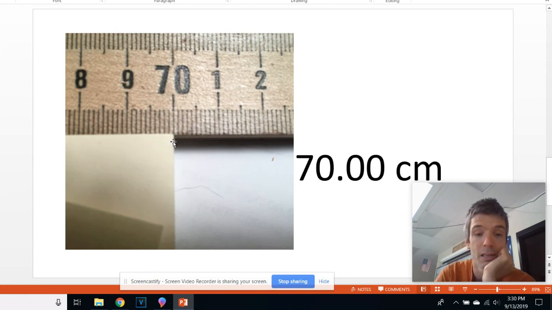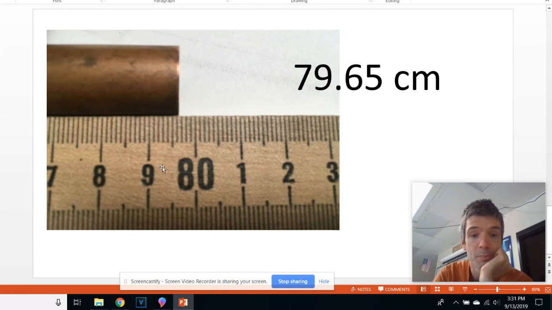And I'm saying it's exactly at 70, so it's 70.00. Now, I realize that 70 and 70.00 are the same number, but they're actually two different numbers when it comes to science, and that'll be more apparent when we get to sig figs.